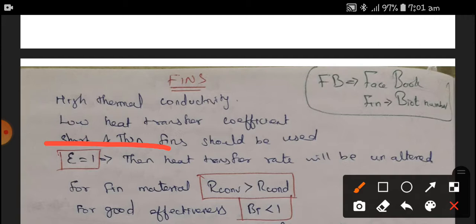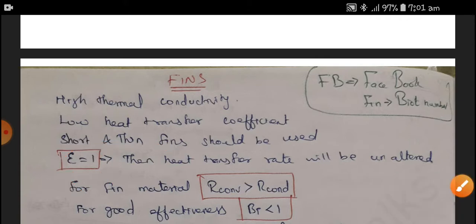Okay. Then if the effectiveness epsilon is equal to 1, the heat transfer rate will be unaltered. So the effectiveness should be either greater than or less than 1. Then only can the heat transfer rate be altered. If it is equal to 1, we cannot alter the heat transfer rate.